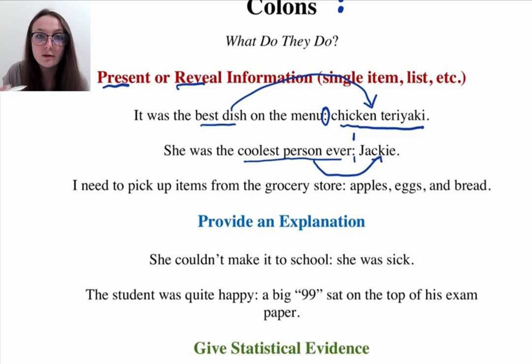We can also use a colon for a list. You can present a single item, a list of items, 100 items, one item. It really makes no difference. I need to pick up some items from the grocery store. If you didn't put the colon and then say everything after, you wouldn't know what they were. So we put the colon there as an opportunity to actually list out, or enumerate, what those items are that you need to get from the grocery store.